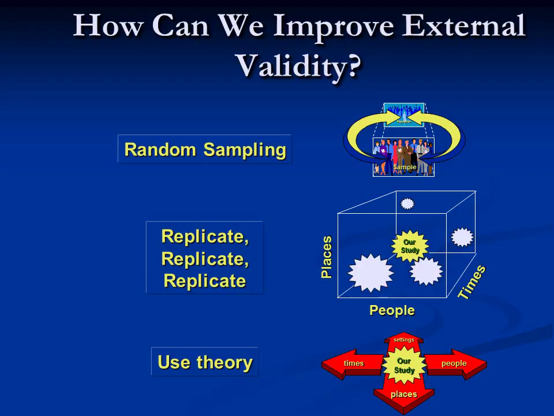Finally, we can argue for external validity using theory, and here's where the proximal similarity model comes into play. We can talk about how similar our sample is to the other samples out there, and we can make an argument for external validity.